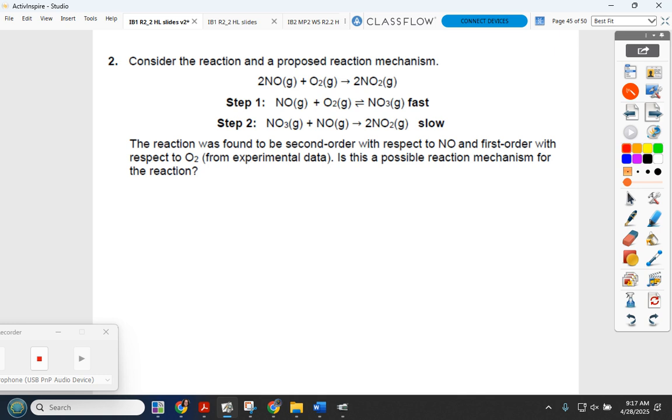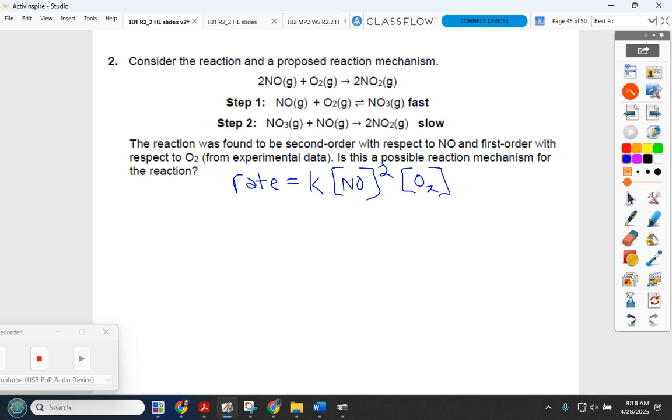How would you write the rate expression for this equation? Who would like to give me a rate expression? What's in our reaction equation? Leaf? NO, squared, yes. That's correct, okay?